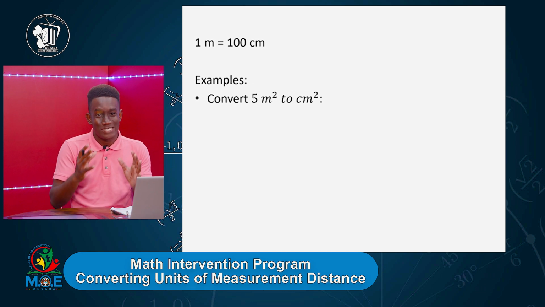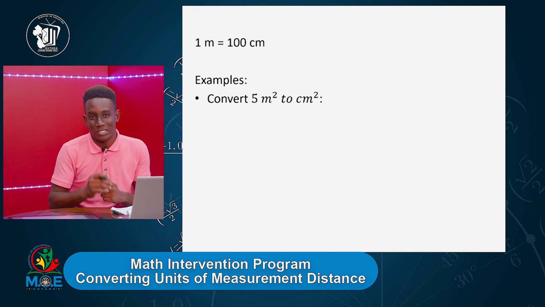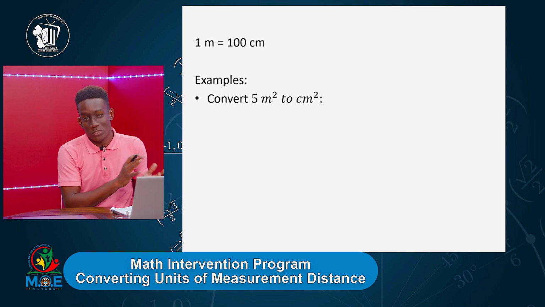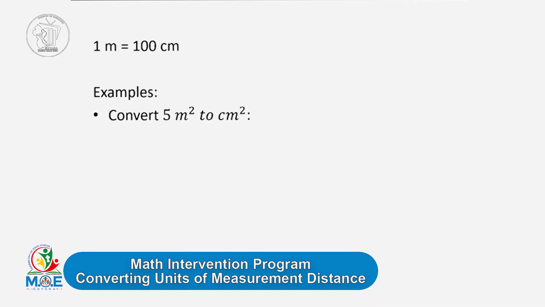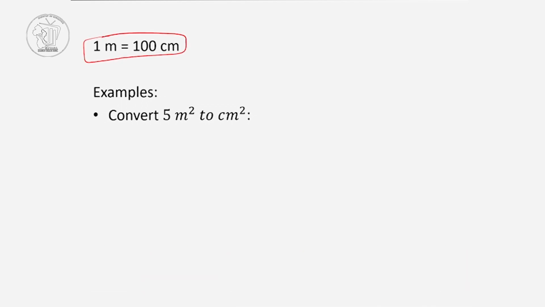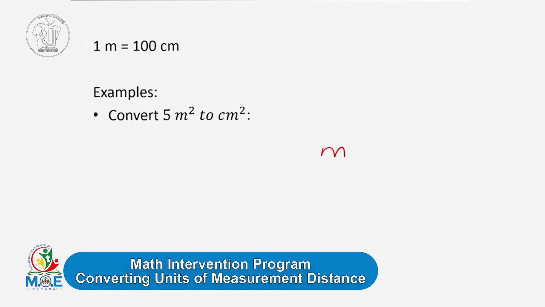Now the approach is similar, but we just have to do one additional step to the ones that we were doing just now. So I already have the conversion rate here. 1 meter is equal to 100 cm. So we will need this. So I will still put down the mnemonic. Many Chinese danced, many days Hong Kong.